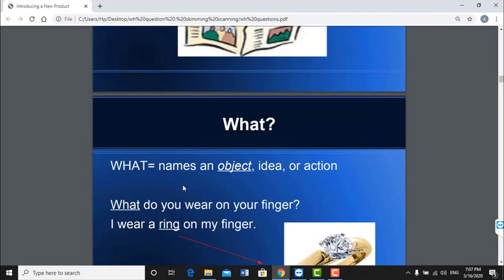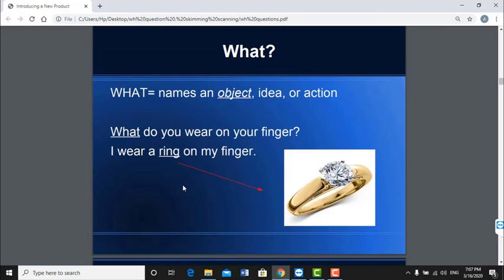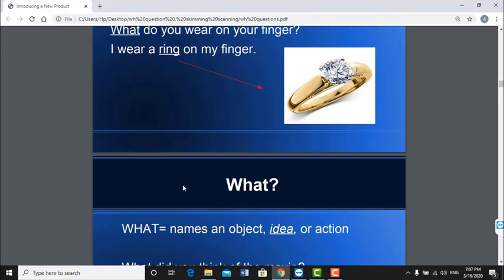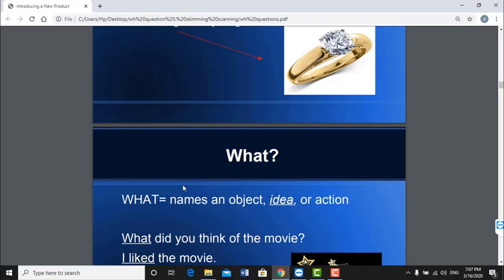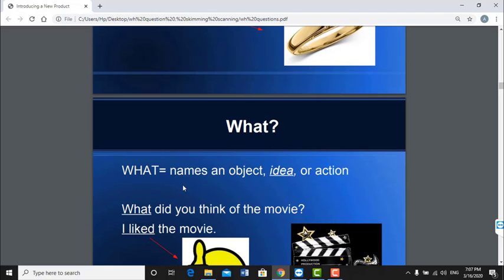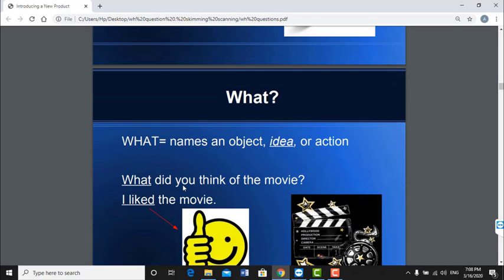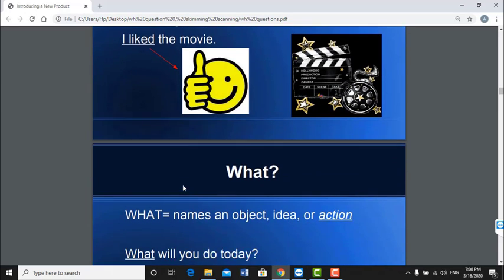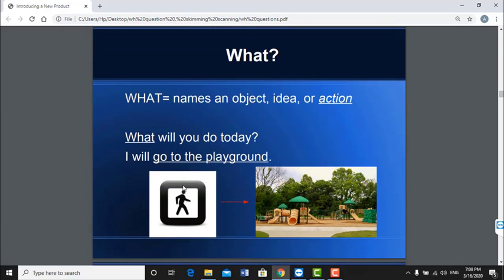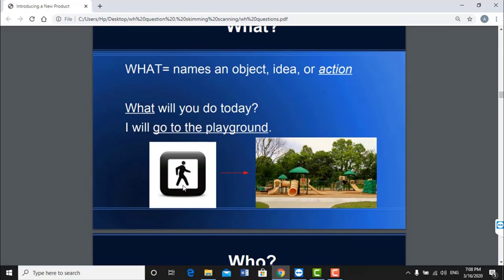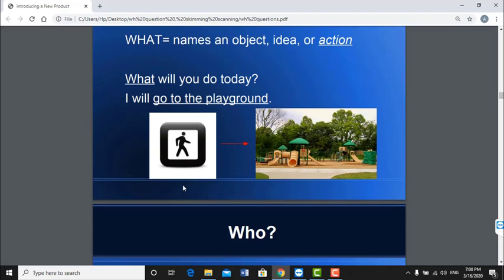What means an object, idea, or an action? What do you wear on your finger? I wear a ring on my finger. Now we are asking about an object. Now what names an object, idea, or an action? What do you think of the movie? I like the movie. What names an object, idea, or action, as I've just said? What will you do today? I'll go to the playground.